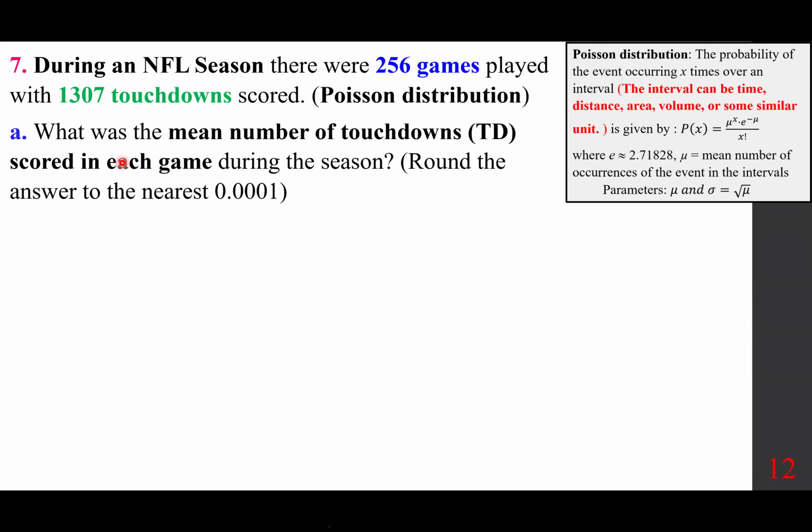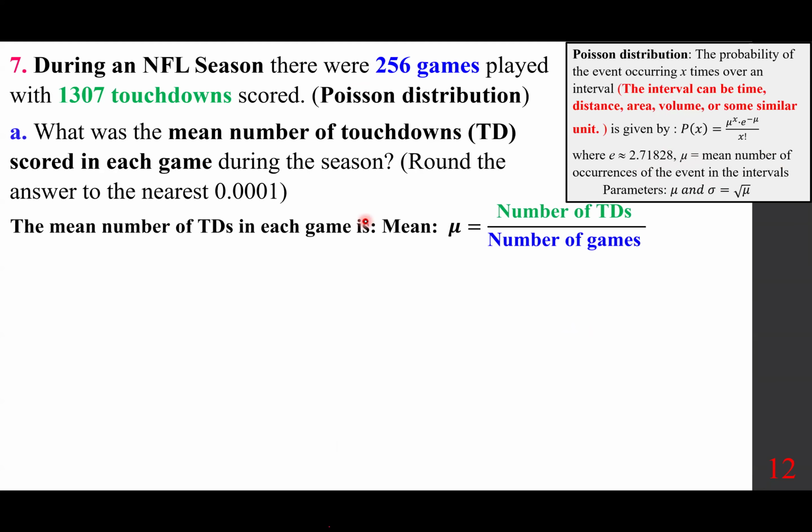Therefore, to calculate this, the mean number of touchdowns is number of touchdowns divided by the number of games. So how many touchdowns? 1,307. How many games? 256. And so here's the answer. And since we want 4 decimals, 1, 2, 3, 4, then number 4 changes to 5.